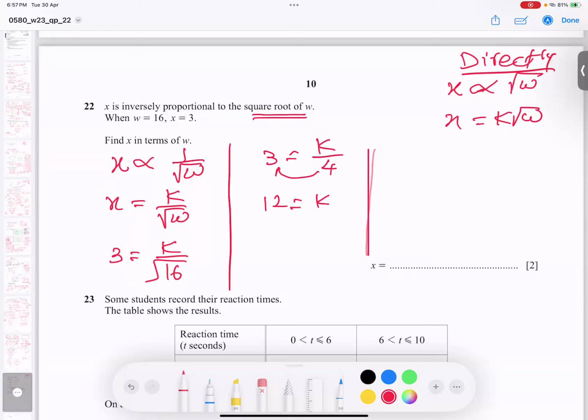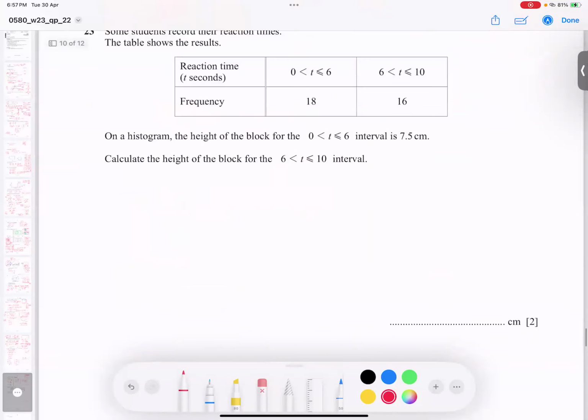Don't stop here. I have seen some students stop here. No, plug this back into the equation. So I got x is equal to 12 over root w. This is my final answer.